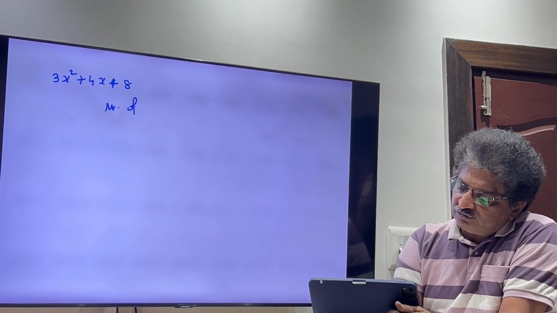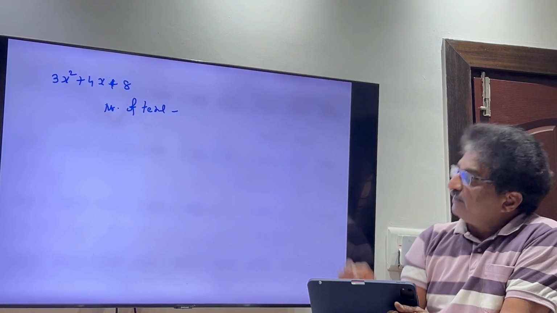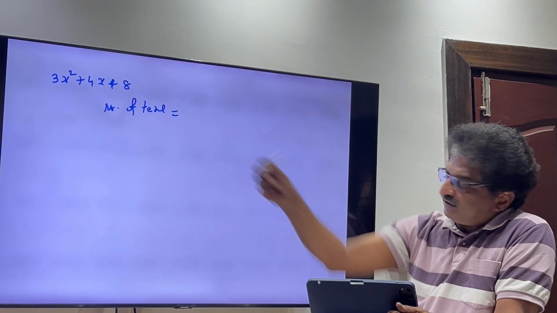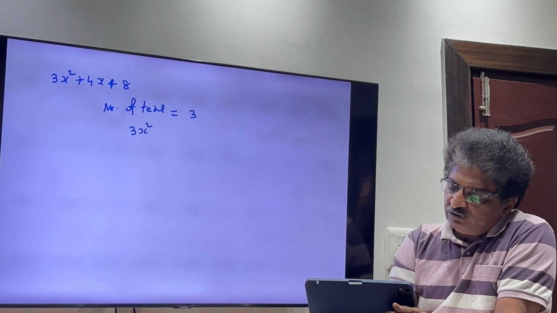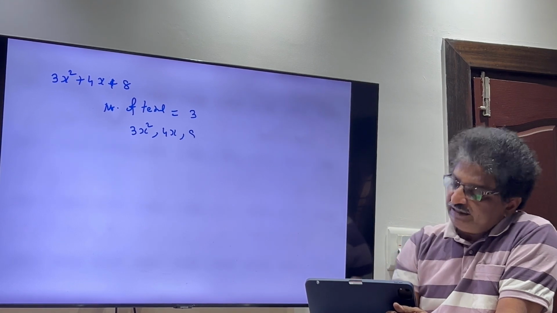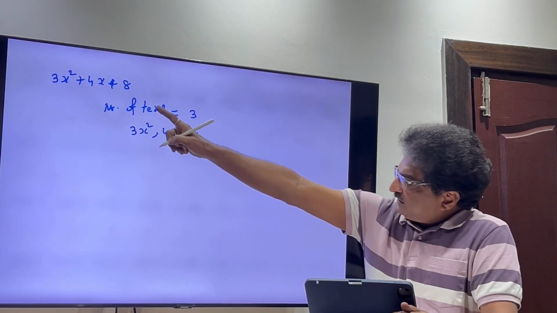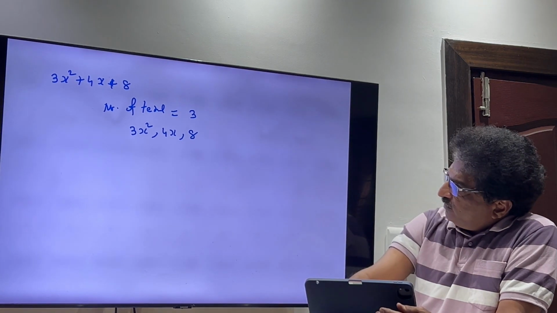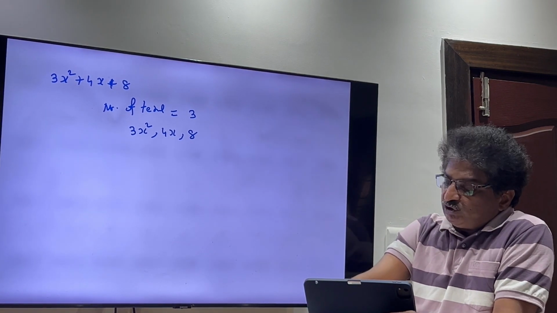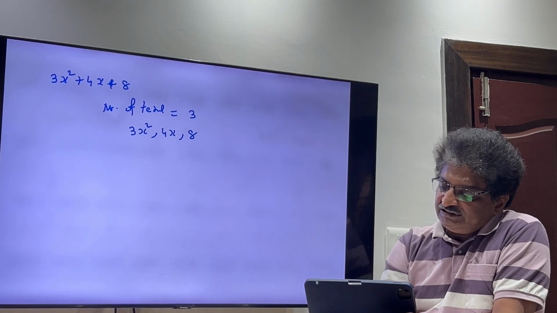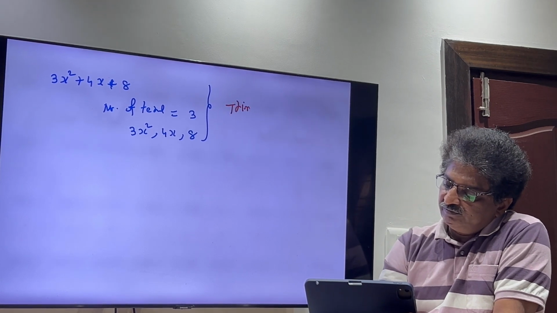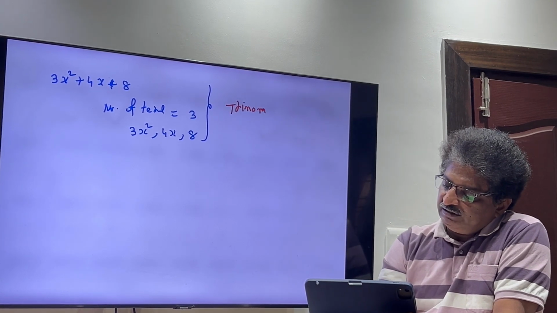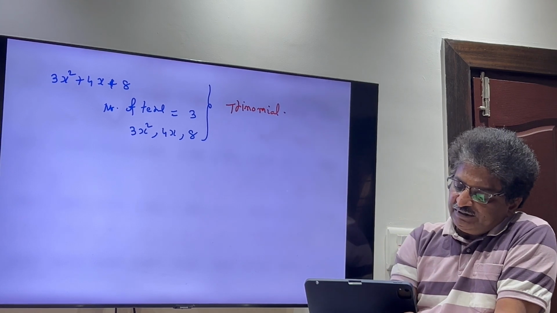How many terms are there? There are 3 terms. What are those? 3x square is one term, 4x is one term, and 8 is another term. So here 3 terms are there. This type of algebraic expression is said to be a trinomial.